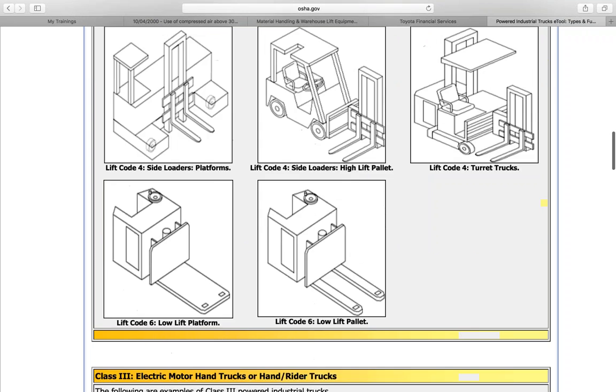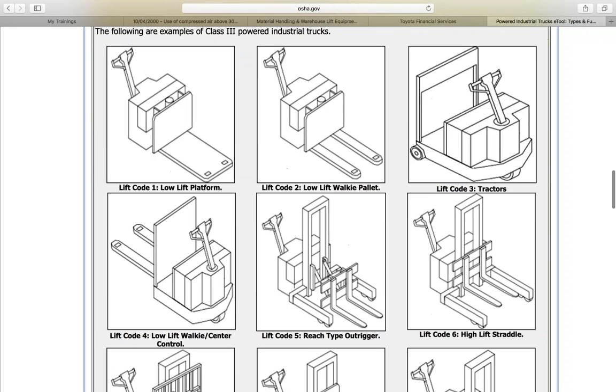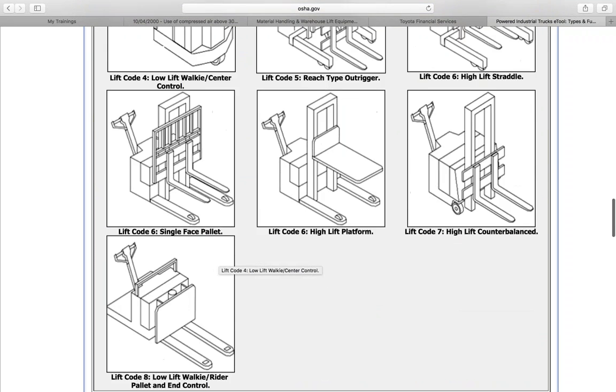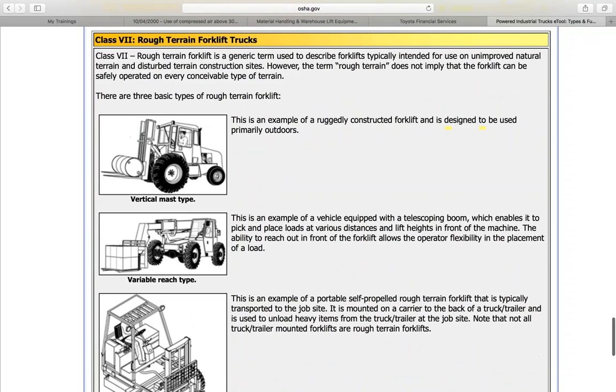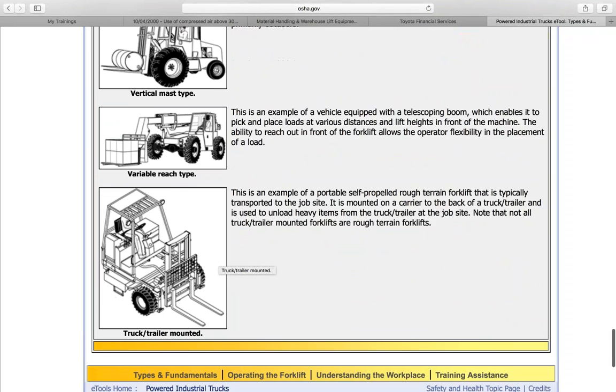So there you go, folks. If you've got a forklift in your workplace, just find what you've got, figure out what type it is, and then you'll be able to come in here and figure out what type of lift code it is as well.